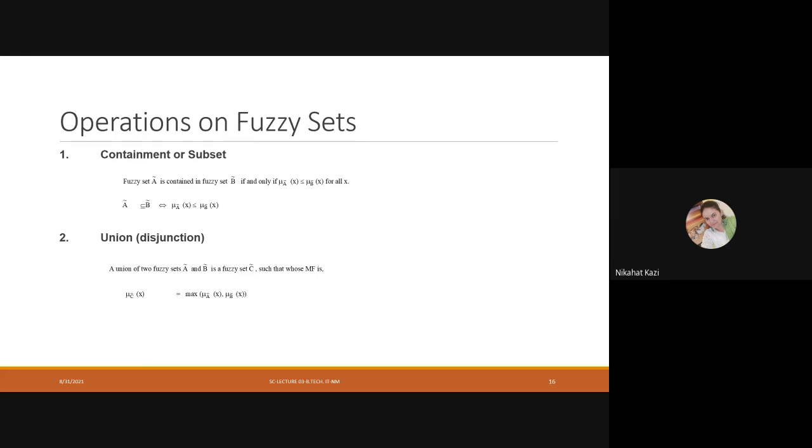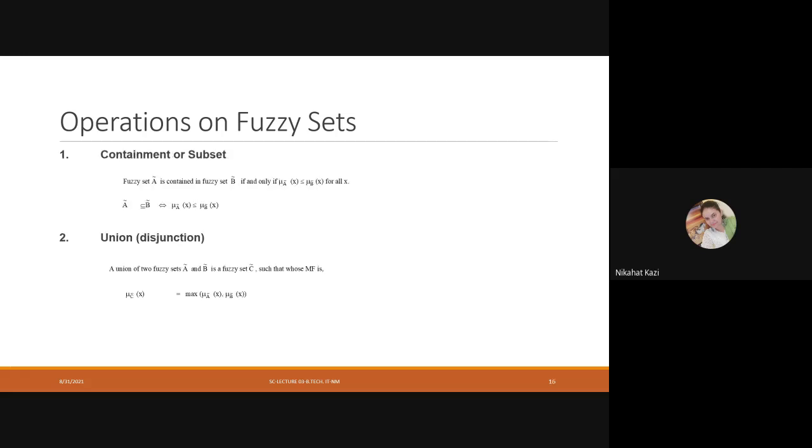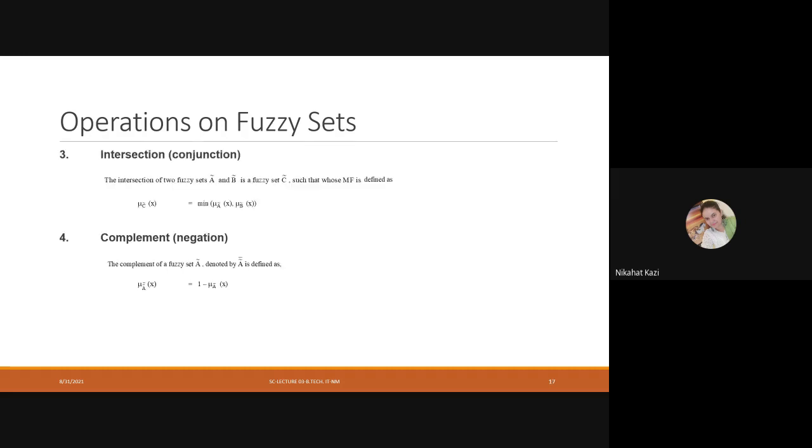Second is intersection, union or disjunction. In the case of union, we find out the max of the membership values of the element X in A and B, right? Intersection is the min. Instead of max, you use min. Whenever you are performing these operations, we are talking with respect to two fuzzy sets, A and B. So A union B is combining the sets into a single set, right?